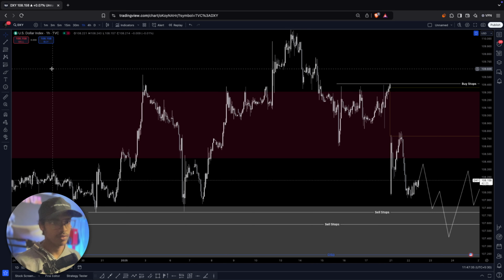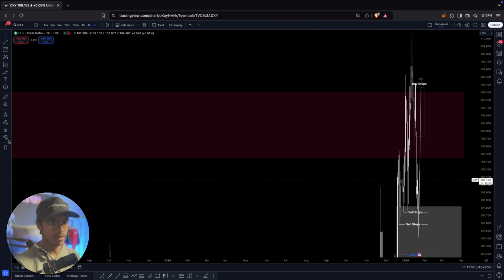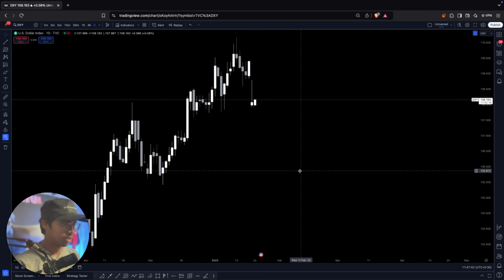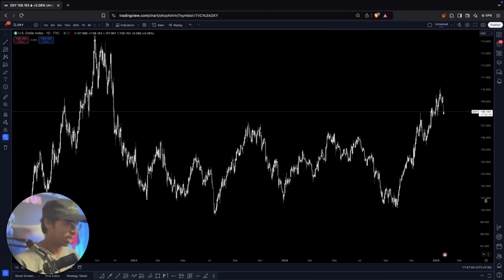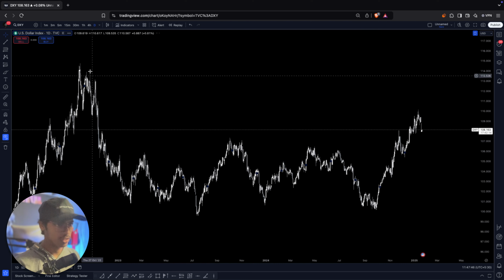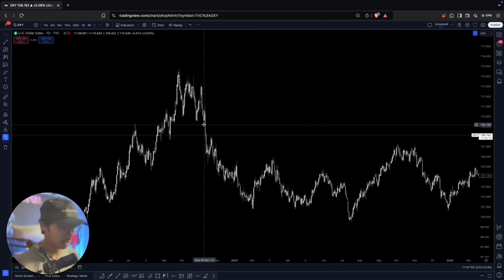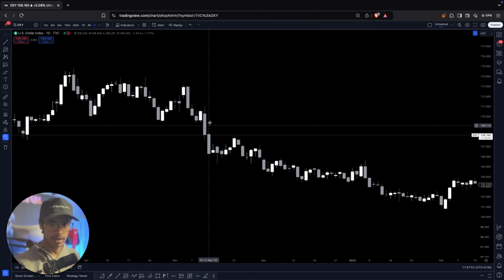First of all, let's analyze this daily time frame of the US dollar index. Let me just see. I can see that on the US dollar index, this is the high point, right? And there's a fair value gap. You guys can see there's a fair value gap in here. If you zoom it out, you can see that, right?